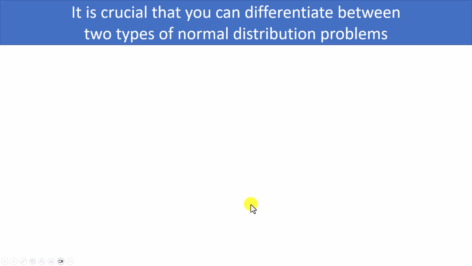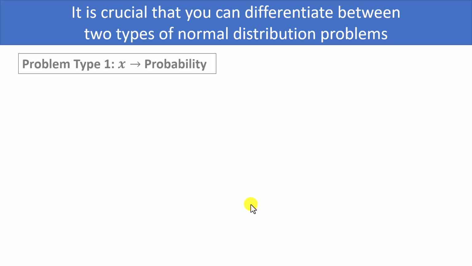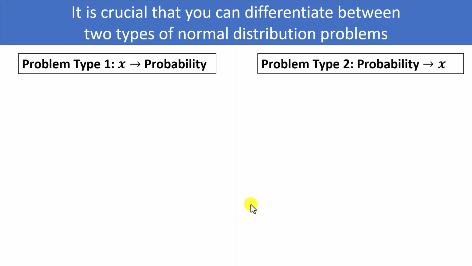Okay, so the problems that we've done so far have all been what I've called problem type number 1, right? But there is going to be another problem type that we need to be familiar with as well. It's basically just switching things around. In problem type number 1, we had a value of x, and we were trying to find a probability from that. We had the pitcher's fastball, and we wanted to find the chance that he threw a fastball faster than this or slower than this or something like that.